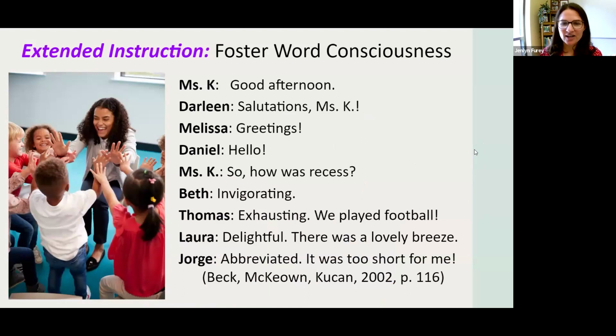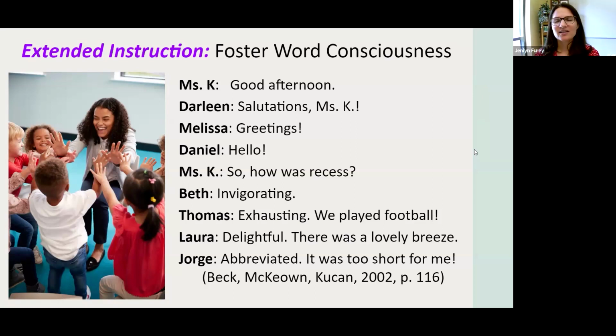Here's an example. This is from Beck and colleagues from their book. It's showing students using these sophisticated words in their everyday language. So, good afternoon, salutations, Miss K. Greetings. How was recess? Invigorating, exhausting. We played football. Delightful. There was a lovely breeze. Abbreviated. It was too short for me.